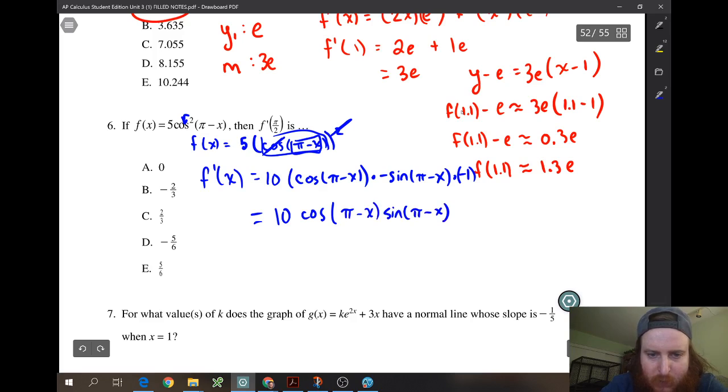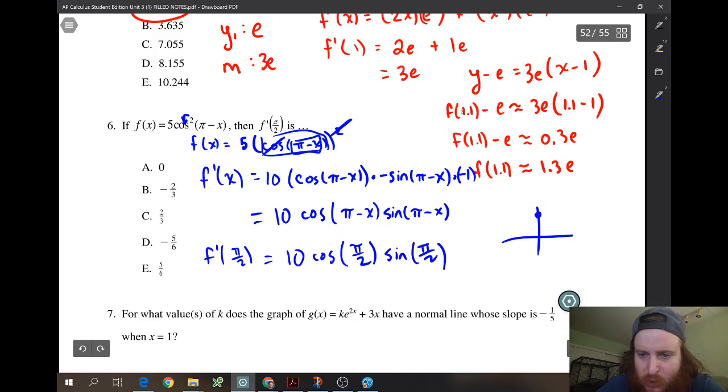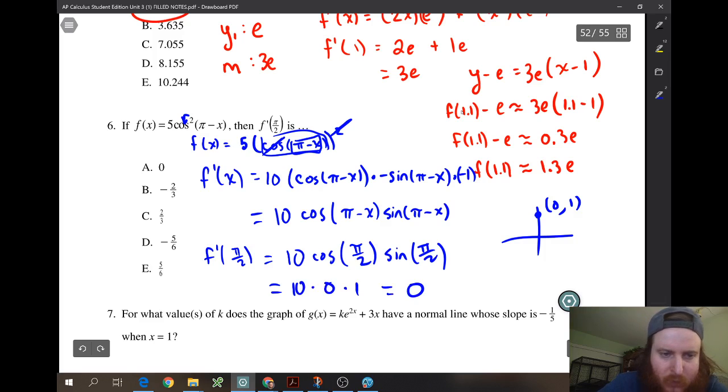Now we're going to plug in pi over 2. And we're going to get 10 cosine of, now pi minus pi over 2 is just going to be pi over 2, and then times sine of pi over 2. Now at pi over 2, cosine is 0 and sine is 1. So this is 10 times 0 times 1, which is 0.